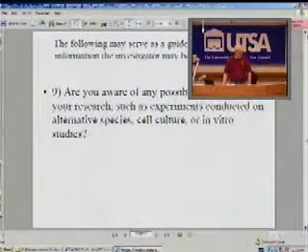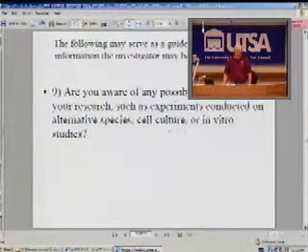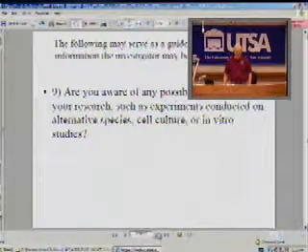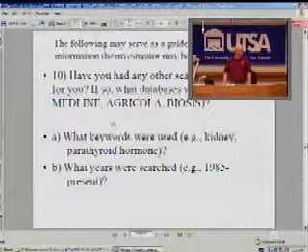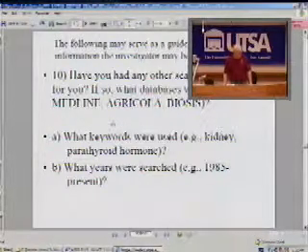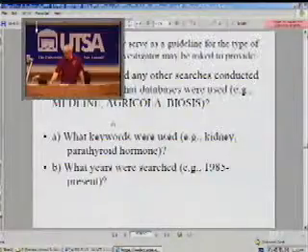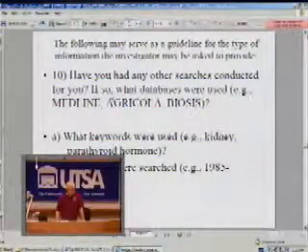Are you aware of any possible alternatives to your research, such as experiments conducted on alternative species, cell culture, or in vitro studies? Obviously, it could be added to this list. The computer modeling systems that are becoming more and more common as years go by.